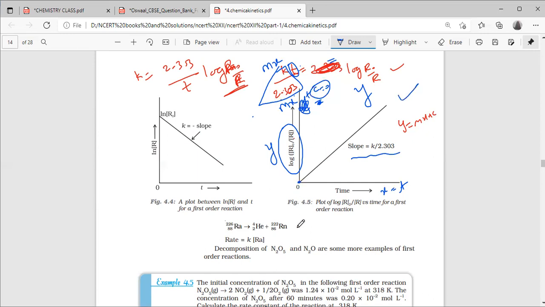Okay, this graph is clear? Yes, sir. So if I don't take 2.303, the same formula I am writing again. K equals, what is this formula? ln. This t I am taking to this side. Kt equals 2.303 log, that is nothing but ln r naught by r. Kt equals ln r naught by r.